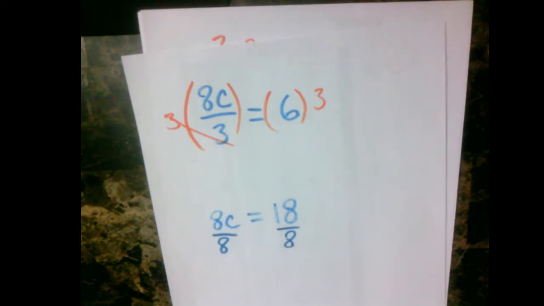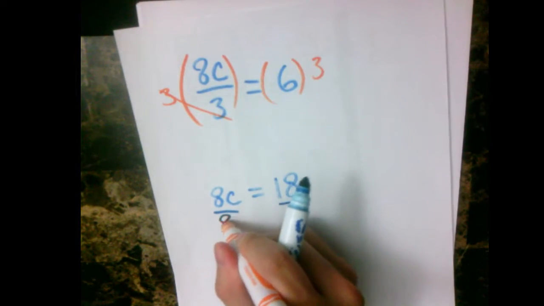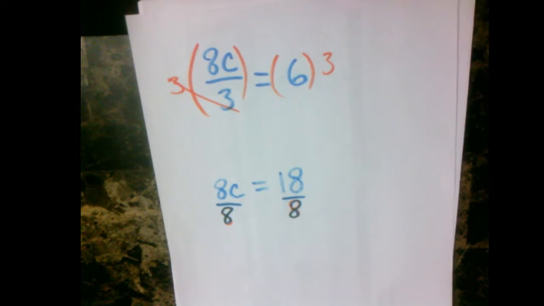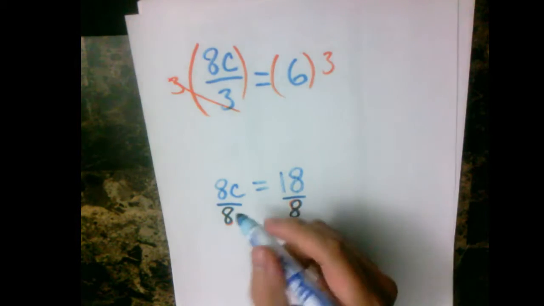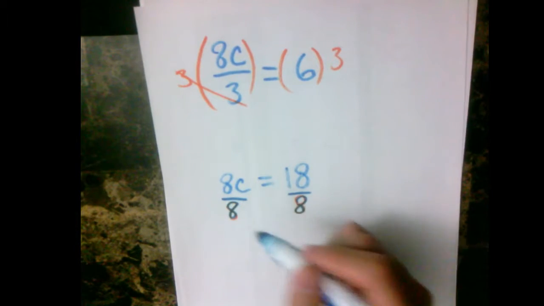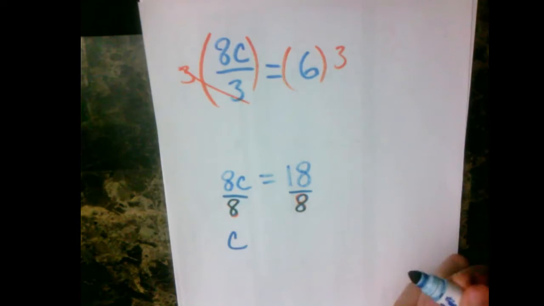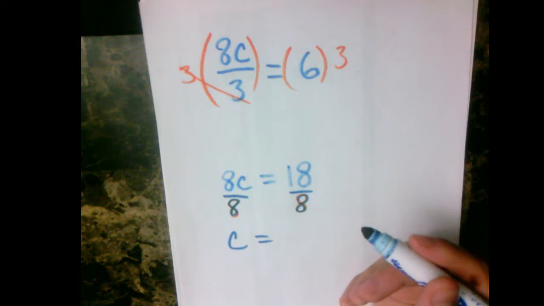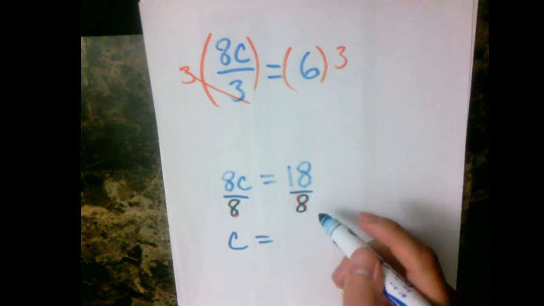All right, 8 divided by 8 here is going to cancel out. So 8 divided by 8 is just 1. You're left with c. And over here, 18 divided by 8, it doesn't exactly divide evenly, but it does simplify.